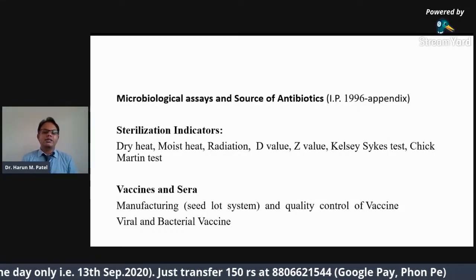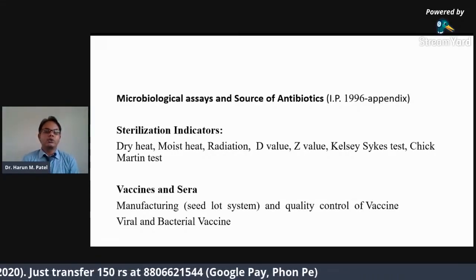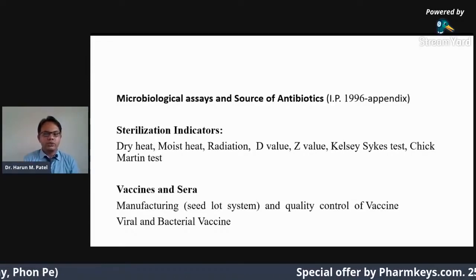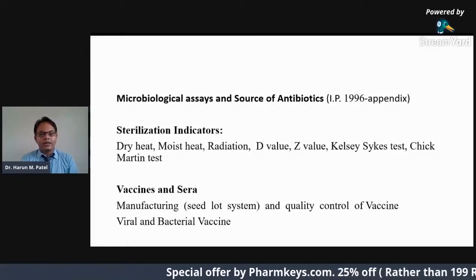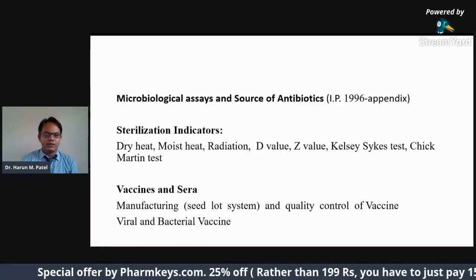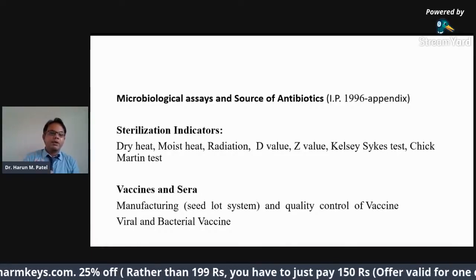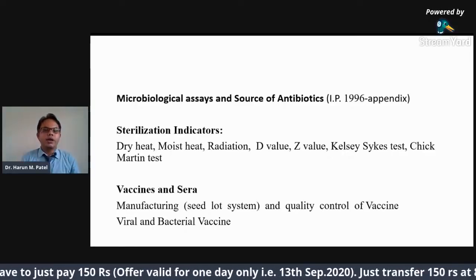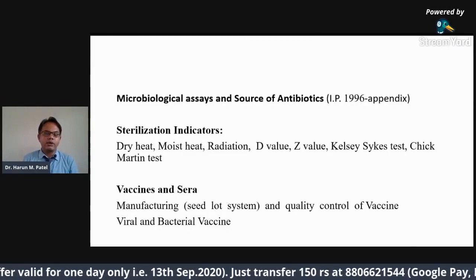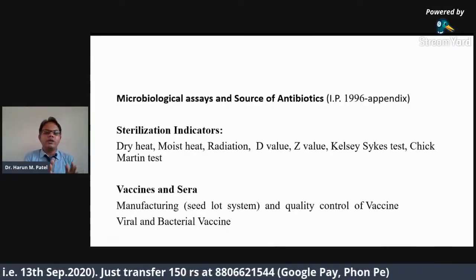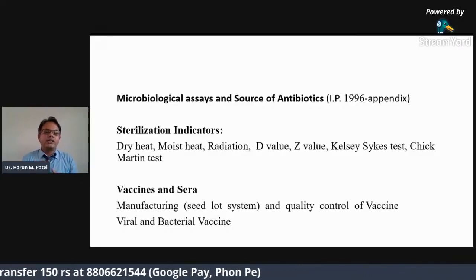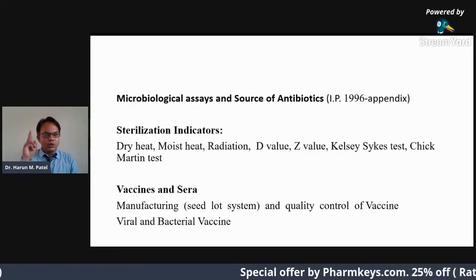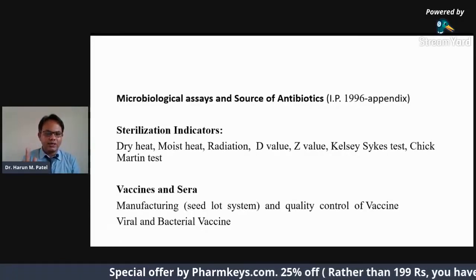The next important thing in sterilization is sterilization indicators. There are two types of indicator: biological indicator and chemical indicator. Based upon that, they have deduced values like D value, Z value, Kelsey Sykes test, then Chick-Martin test. These are four to five parameters. At the same time, you have to remember the different kinds of bacteria, which I have not mentioned here in the slide, but there are some biological indicators where the names of bacteria are given, and that bacteria are used to evaluate the dry heat, moist heat, and radiation type of sterilization technique. They are used to evaluate the efficacy of this technique. So you must read the biological indicator and chemical indicator of sterilization.